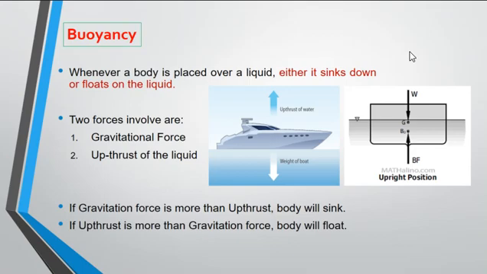As we always observe, whenever a body is placed over a liquid, it either sinks down or floats on the liquid. And when a body is placed on a liquid, there are two forces involved, namely the gravitational force, or simply the weight of the object, and the upthrust of the liquid, commonly called the buoyant force. And each direction is upward, resisting the weight of the object. Then obviously, if the weight of the object is greater than the buoyant force, the body will sink. And if the upthrust or buoyant force is greater than the weight, the body will float.